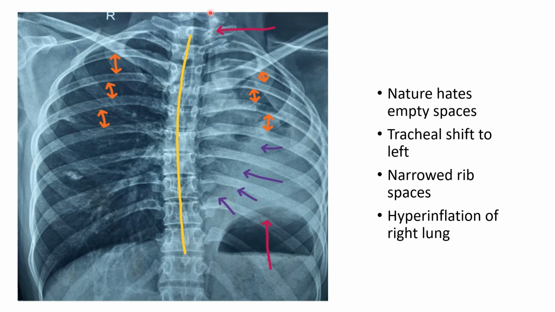Now focus on the trachea. So here is the trachea. So this is the trachea. So the trachea is shifted to the left side. That is the ipsilateral shift of trachea.